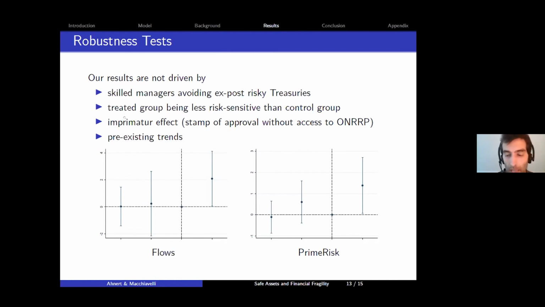And we also have this interesting episode that, again, in 2011, we have money funds that are counterparties to the test operations, but they do not have access to the standing facility. And we show that our results are not due to an imprimatur effect, meaning a stamp of approval of the Fed counterparties being more stable, but due to the actual access to the ONRRP. So we show that it's actually due to the actual access to the facility. And finally, we show that the effects are not driven by pre-existing trends in a difference-in-differences sense. So, Marco, it would be great to wrap up.